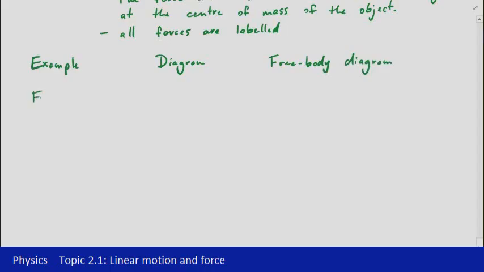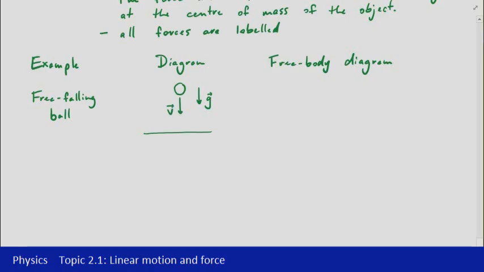The first is a free-falling ball. So if you think about that scenario, there's the ground, here's a ball, it would be falling that way, it would be accelerating due to gravity, so it'll have a gravitational acceleration on it, and it will also be moving with some velocity in that direction as well.